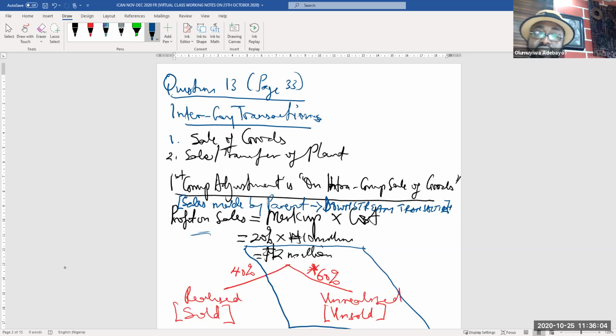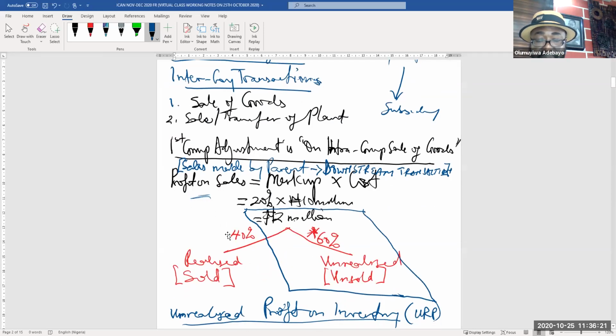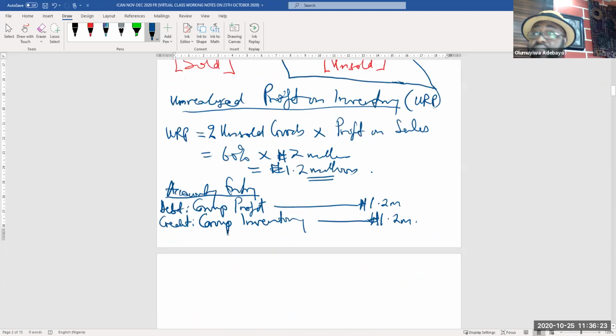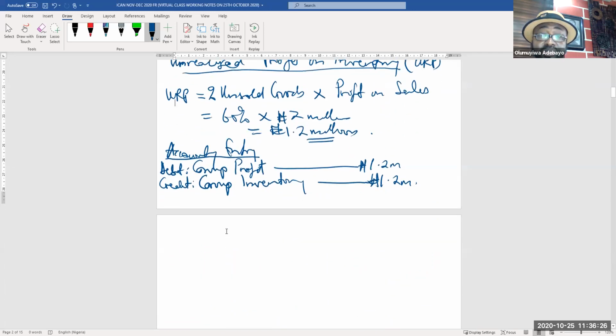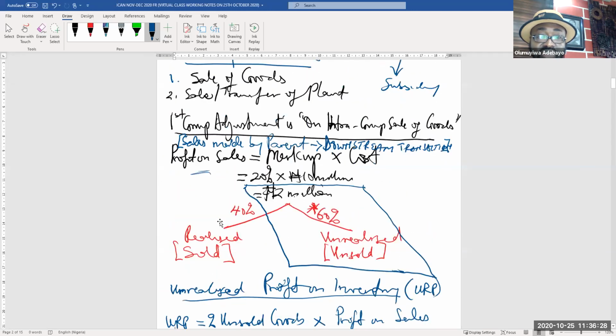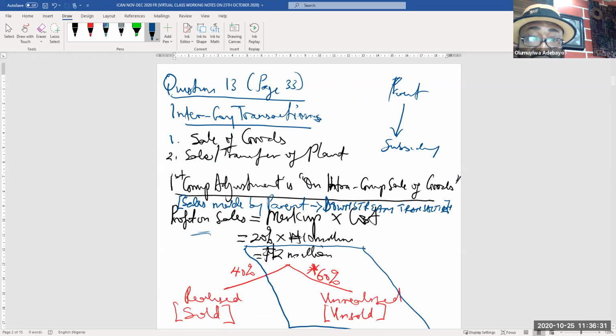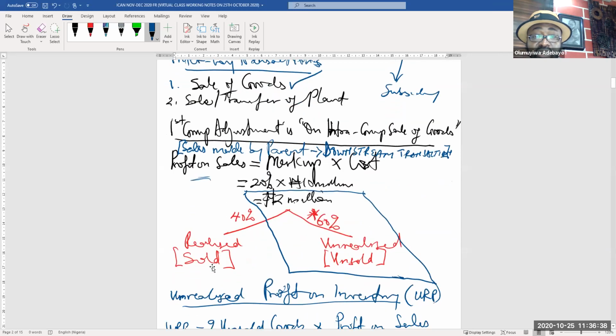Why is it downstream? If you recall, the parent is always on top and the subsidiary is always below. Which means somebody on top dealing with somebody below is looking down the stream to deal with you. And that is what that implies. Okay, that is that. Any question at this point? Remember, the first transaction we have dealt with is intercompany sale of goods. That is all. Any question on that before we move to transfer of plants?